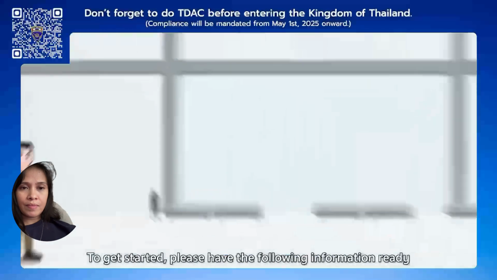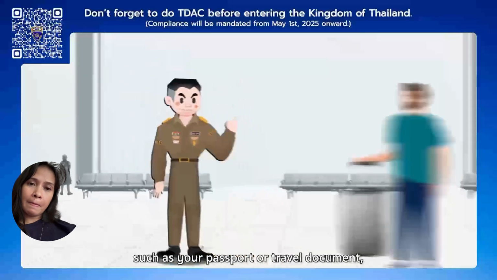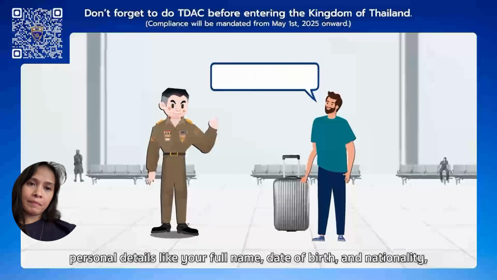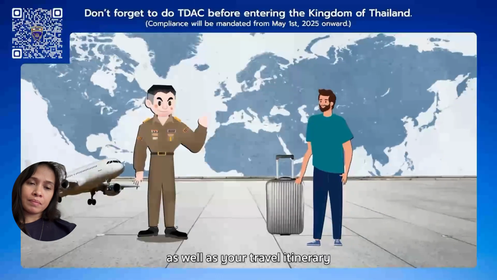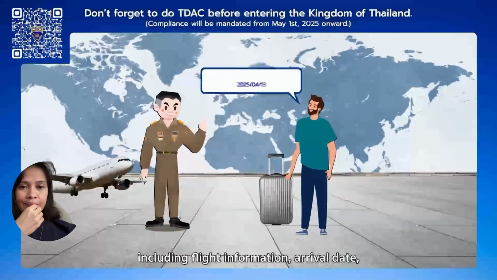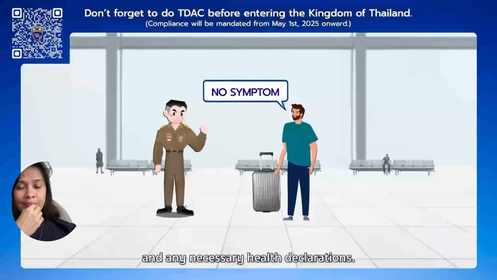To get started, please have the following information ready, such as your passport or traveling documents, personal details like your full name, date of birth, and nationality, as well as your travel itinerary, including flight information, arrival date, and accommodation details in Thailand, and any necessary health declarations.